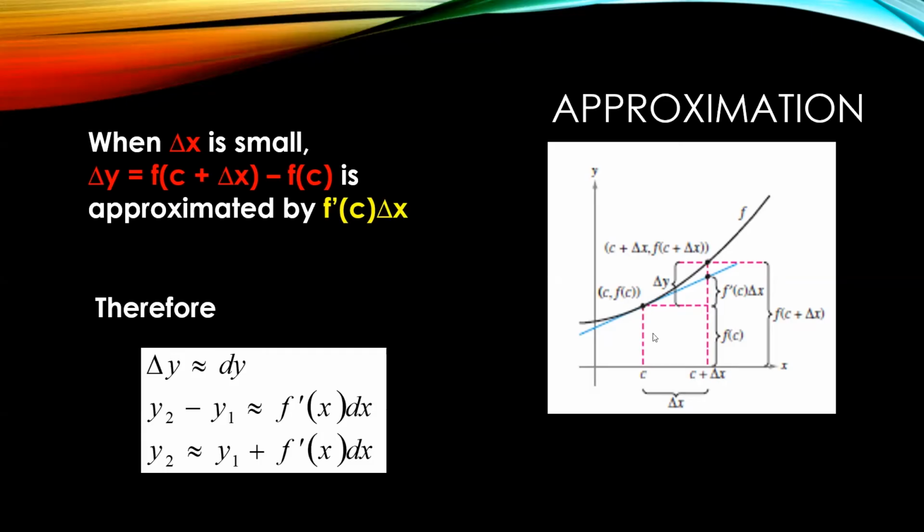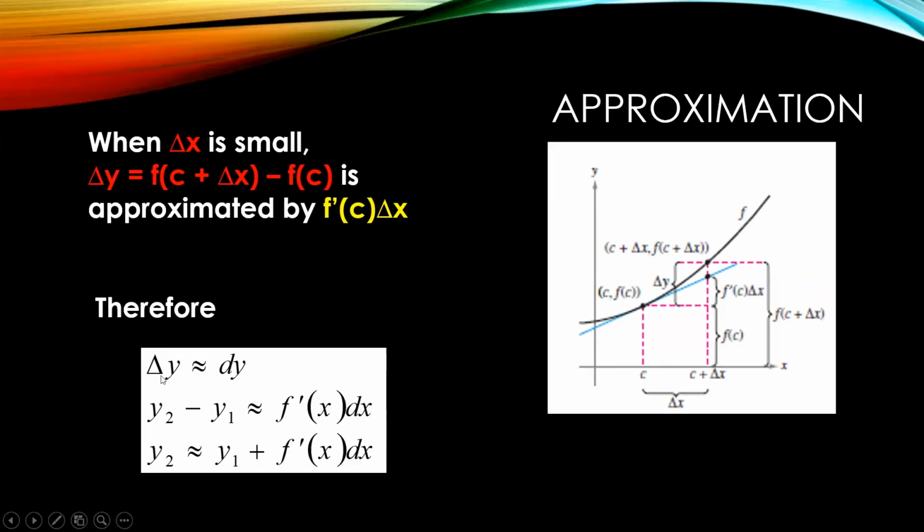Okay. So when the delta x is small, the delta y can be approximated by f prime of c delta x. So delta y has the formula of f of c plus delta x minus f of c.